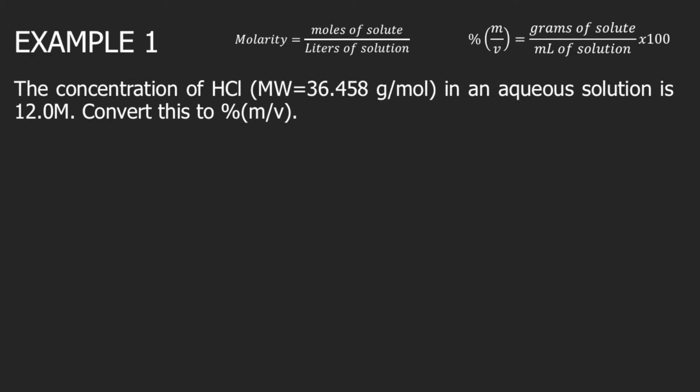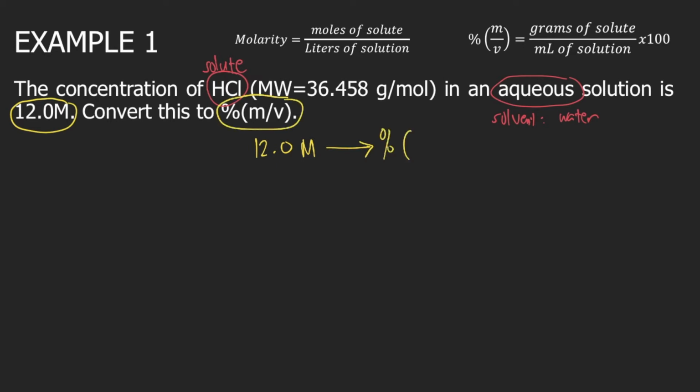The concentration of HCl in an aqueous solution is 12 molar. Convert this to percent mass per volume. So our solute is HCl and our solvent is water. When you read the word aqueous, this means the solvent is water. In this problem, we are given the concentration in molar, 12.0 molar, and it is asking us to convert it to percent mass per volume. So how do we do this?